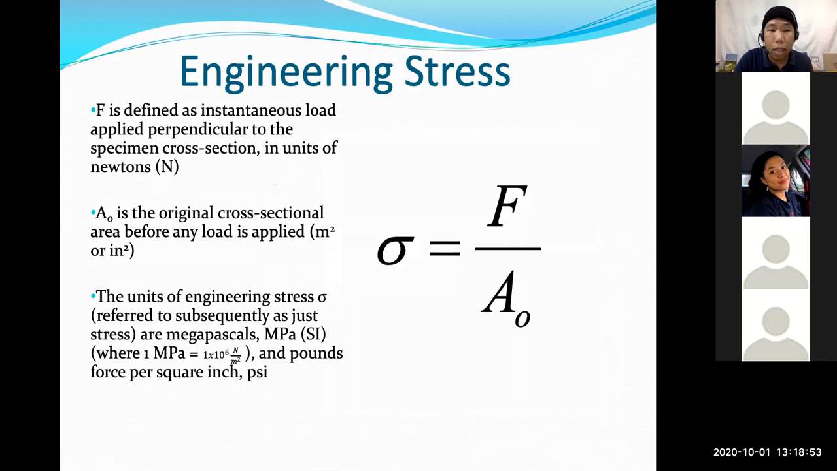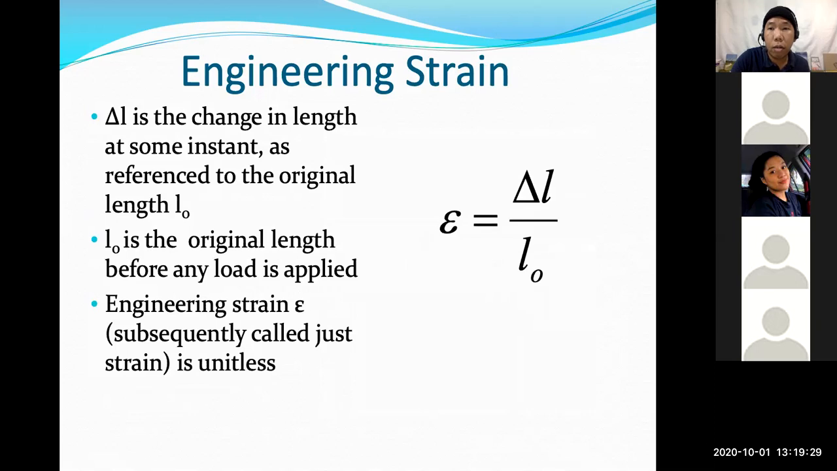Okay, so again, let's highlight these parameters for the mechanical properties of materials. So we have the stress or the engineering stress, represented by sigma, which is equal to the applied force over the cross-sectional area. So the unit of force is, of course, Newton for the SI, and then for the area is in square meters. Okay, questions? None. Let's proceed to another parameter, which is strain or engineering strain.